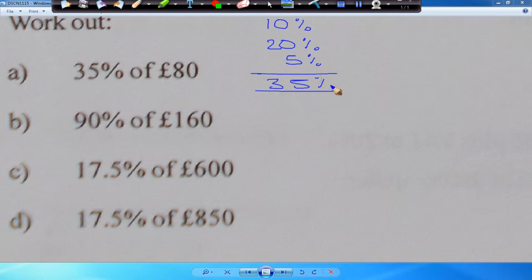Okay, so we started with 80. Let's work out 10%. Divide 80 by 10. So 10% is 8. 20% is double 10%, so double 8 is 16. 5% is half of 10%. So what's half of 8? Add them all up. That'll give us what? 28.